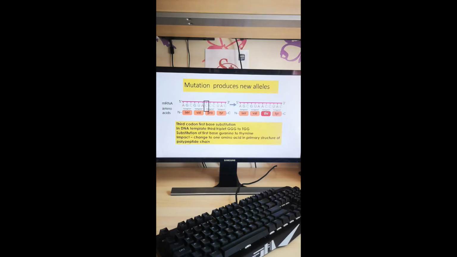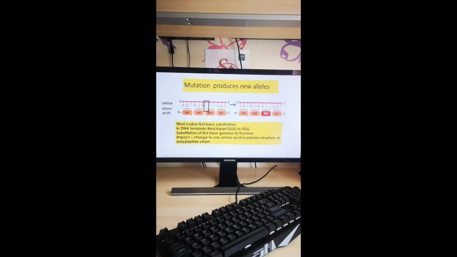So the mutation was the third codon, and it was the first base. And if you have a look, it was a substitution. And when this substitution occurred, remember it would have happened in the DNA template during DNA replication, and it means the third triplet in this code changed from GGG to TGG. Okay, so remember this would be the complementary triplet to that codon, because this is the template strand.